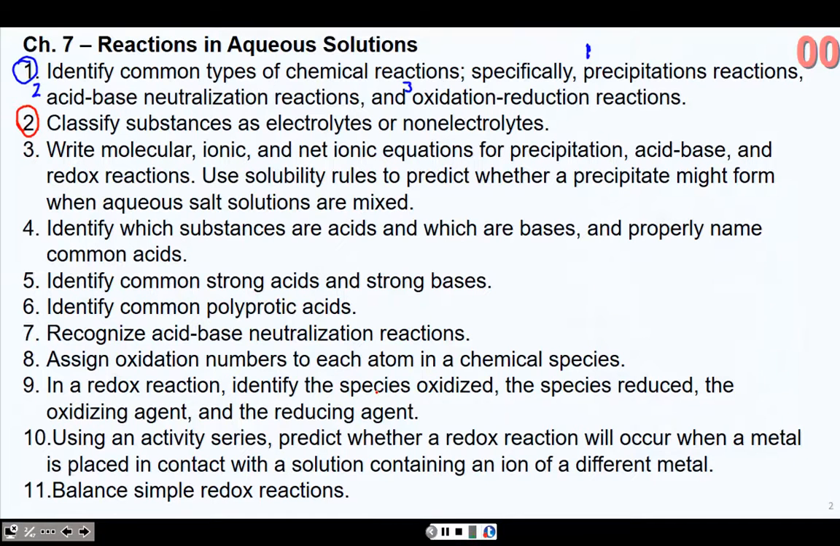My next discussion topic, going on in this chapter, will be molecular, ionic, and net ionic equations for these different types of reactions. Particularly, we'll begin with precipitation reactions, and gradually we'll go on beyond this to cover the rest of this topic with solubility rules. But this first recording will be a shorter introduction to writing molecular, ionic, and net ionic equations.